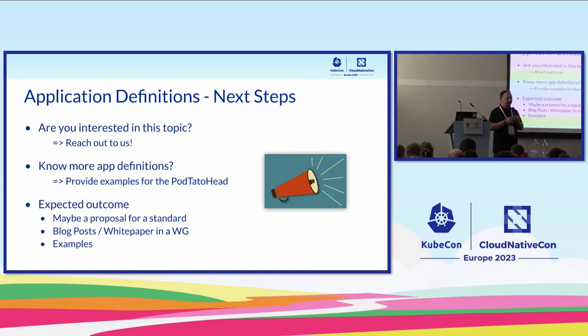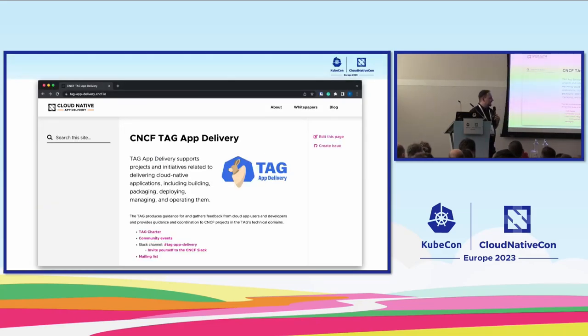So this was the initial thought of the service to showcase how such application deployments could look like, how such scenarios could look like, and to always have them testable. What we want to get out of this whole application thing is maybe a proposal for a standard, maybe we could provide some new project out of this, and so on. We also want to create blog posts, so we started a few months ago, and a white paper in a working group. And as I said before, we want to provide some examples. This was the application part.